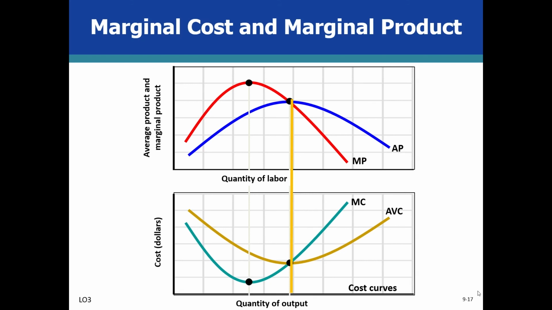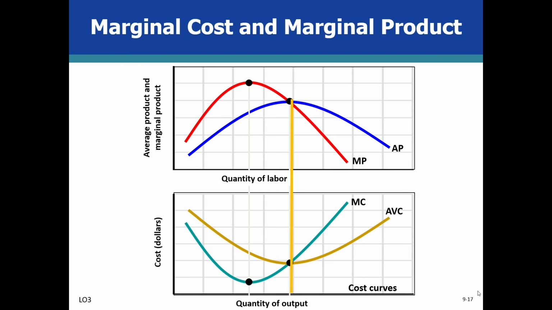Here's an important learning. The marginal product curve and the marginal cost curve are mirror images of one another. Marginal cost, inputs of labor, reaches its low point when marginal product, or the output of goods, reaches its high point. By the way, the same can be said for average cost and average product.